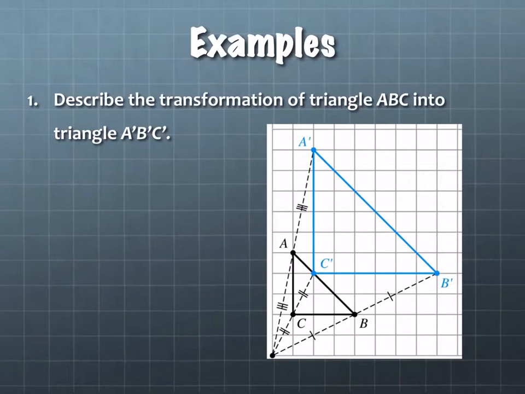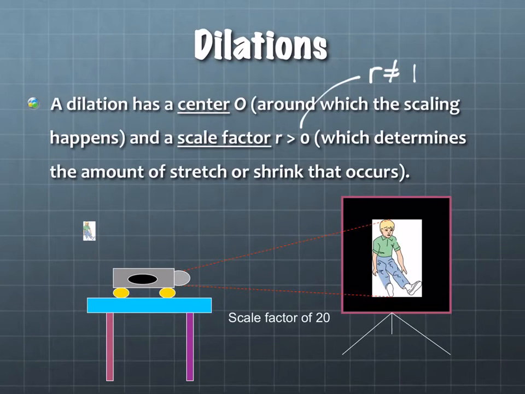So here's our first example. We're going to describe the transformation of triangle ABC into triangle A prime, B prime, C prime. In order to describe it, you have to talk about what is the center and what is the scale factor. There's two pieces to talk about. This has a very similar feel to when we talk about rotations. To do a rotation, you have to talk about a turn center, an angle measure, and then counterclockwise or clockwise. So here we have to do the center, and we have to talk about the scale factor.